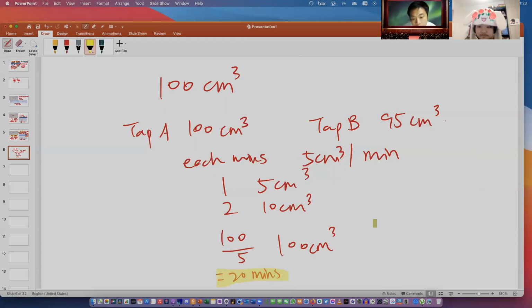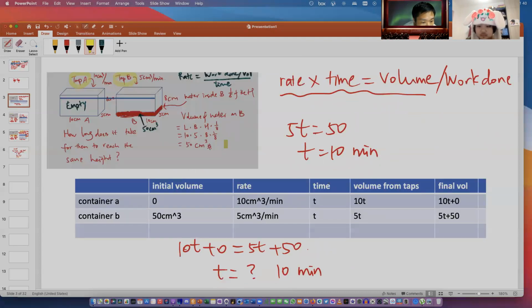So does this method prove to be easier? I think this method is much easier than the one just now. But of course you can use the other method also. So please remember both methods. So this is the volume question.